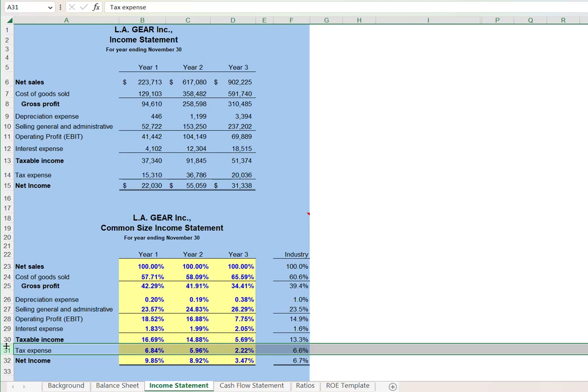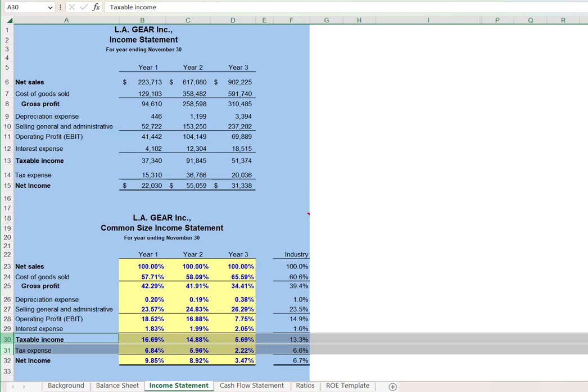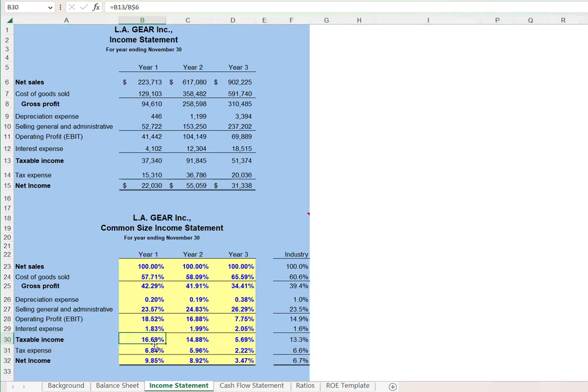That's really simply because we have become less profitable. We were earning 16 cents in profit before taxes. Now we're only earning 5.69 cents in profit for every dollar in sales. And so we would expect to spend less in taxes.